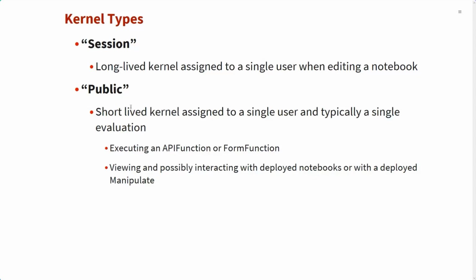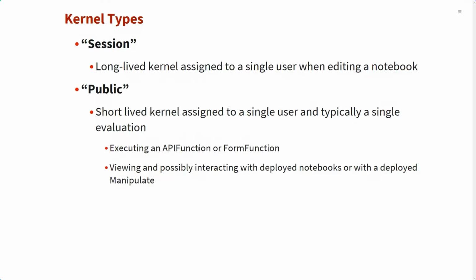The public kernel is a short-lived kernel. Again, it's assigned to a single user, and it's typically for a single evaluation. So the biggest difference here is long-lived versus short-lived. And the public kernels are what you're going to get when you saw my API function or that form function, because they're basically a one-shot evaluation.